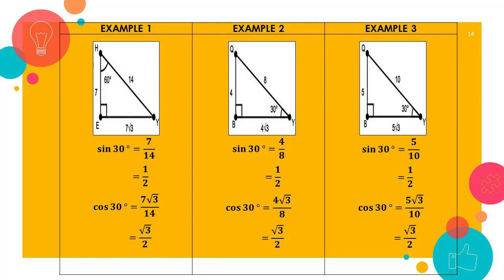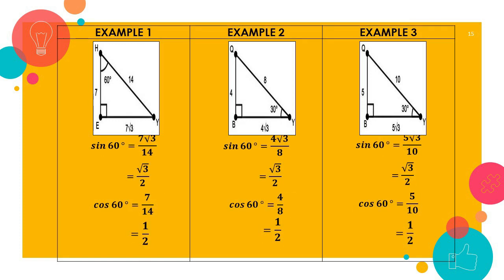I have three examples of a 30, 60, 90 triangle, and as you can see in the given figure, if we are to get the sine and cosine of these triangles, we will always arrive at the same answer. Sine 30 degrees always leads to 1/2. Cosine 30 degrees always leads to square root of 3 over 2. On the other hand, sine 60 degrees is square root of 3 over 2, and cosine 60 degrees always equals 1/2.